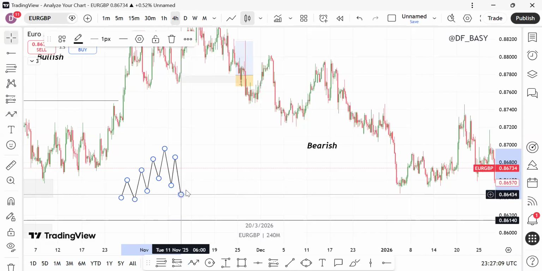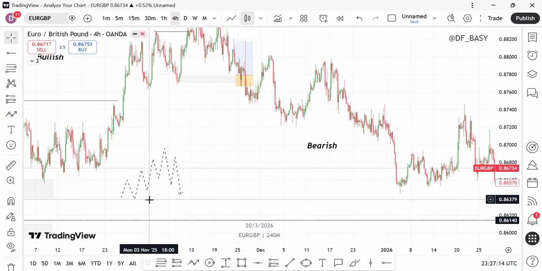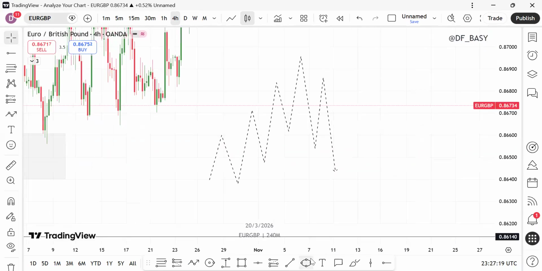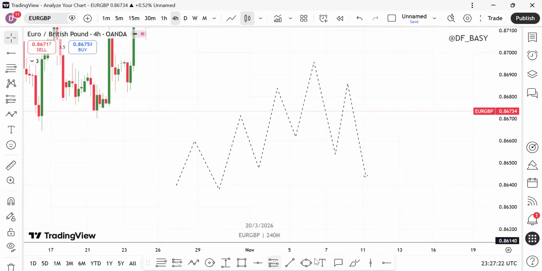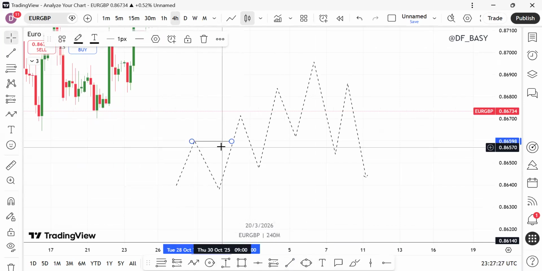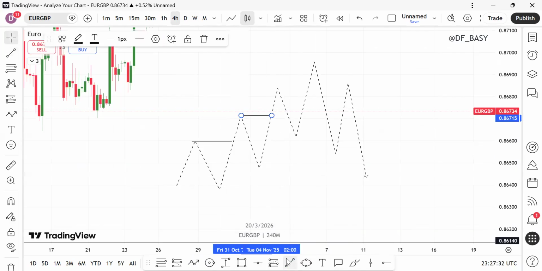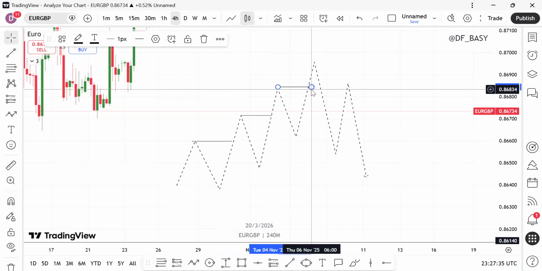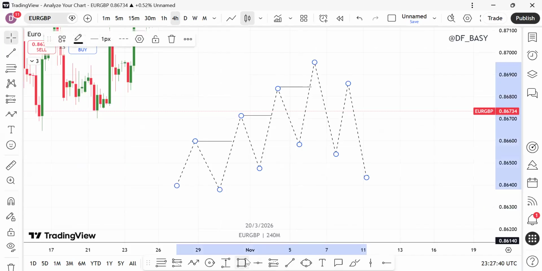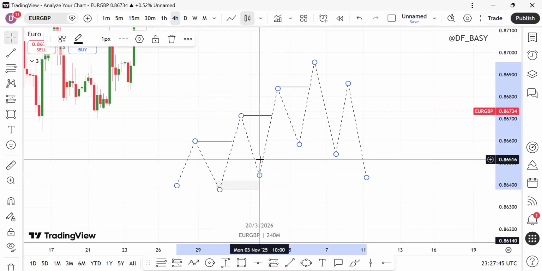Once you have this, watch closely. Once you have a series of breaks of structure to the upside, there's a break of structure to the upside here, now a break of structure to the upside here, and now a break of structure to the upside here. Then you note the market was respecting the order blocks, or you can call them demand zones, here and here.